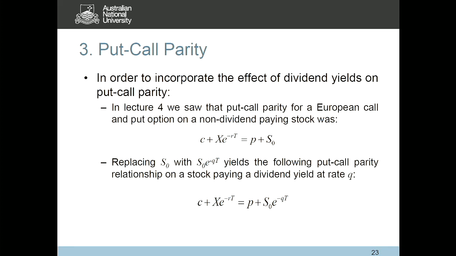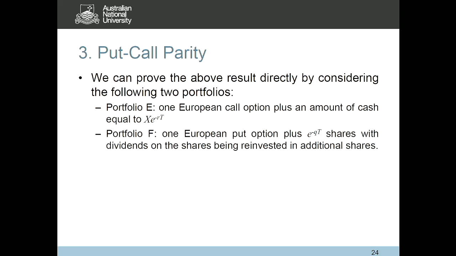Then the put-call parity. Again, we're going to use the table format to derive the put-call parity. So we're going to use two portfolios. In the first portfolio, we're going to buy 1 unit of European call option, and also buy a zero coupon bond paying the present value of the face value.